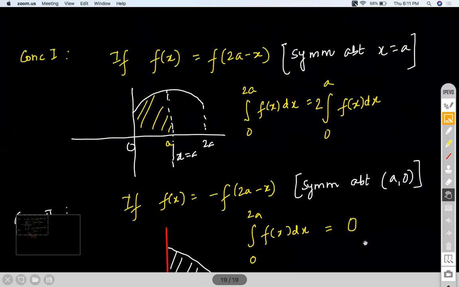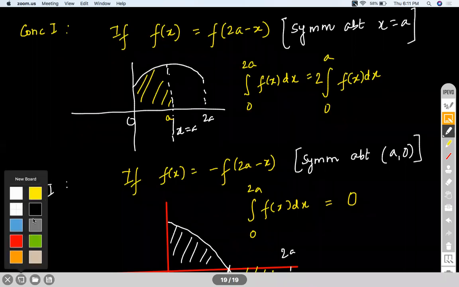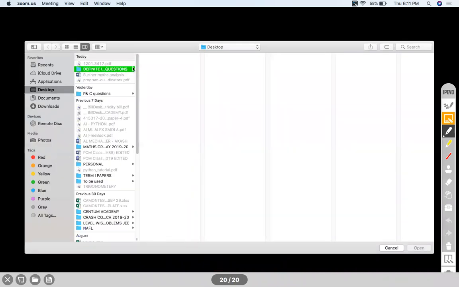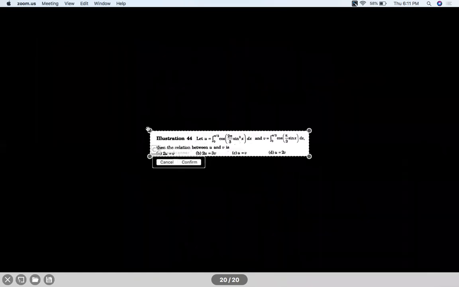Please do not forget the parent property. That is also very important. Many people just remember these conclusions, which is not sufficient enough. Let's take questions on this. Let's start with this question.